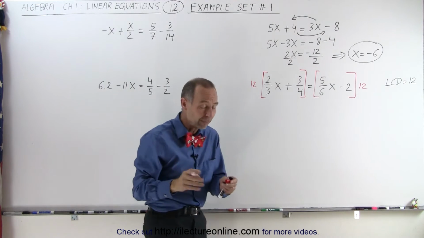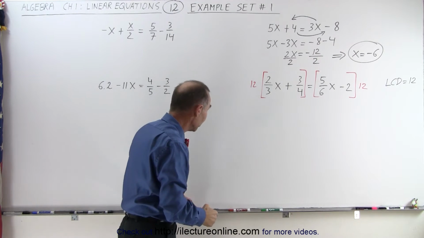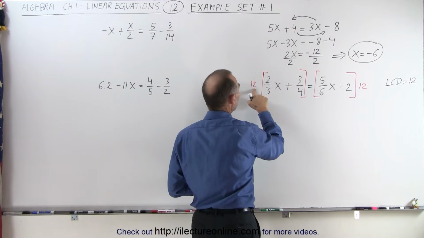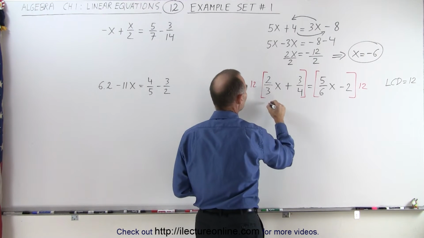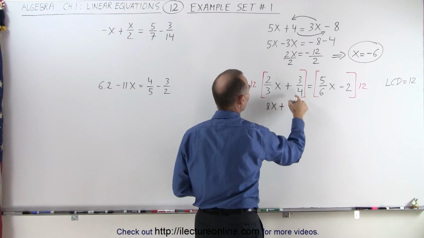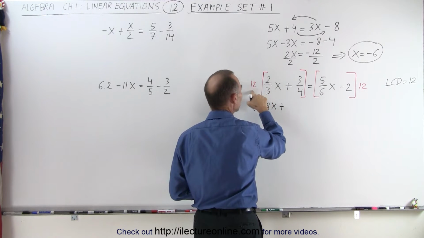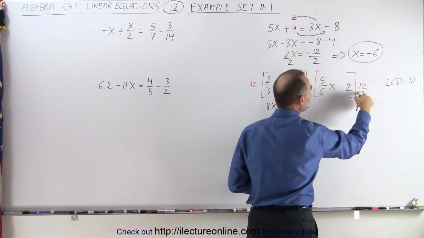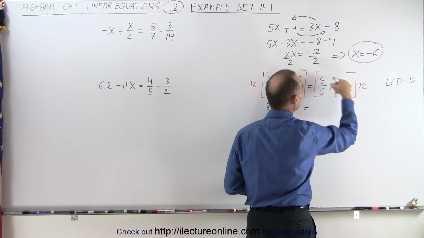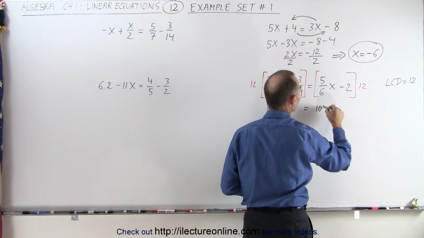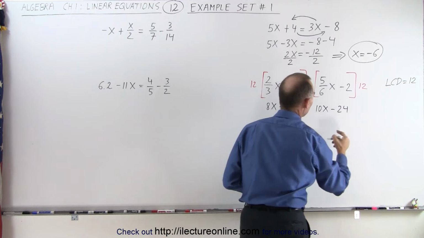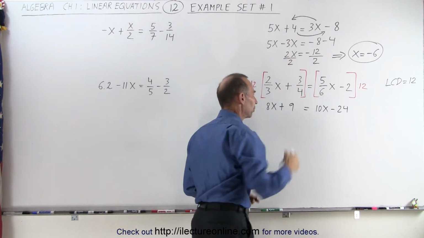Again, we need to do the same thing to both sides, otherwise the equation is no longer the same. 3 goes into 12 4 times. 4 times 2 is 8. That gives us 8x. Plus 4 goes into 12 3 times, so 3 times 3 is 9. Equals 6 goes into 12 2 times, so 2 times 5 is 10. That gives us 10x. And here it's simply minus 2 times 12, or minus 24. Now it looks just like we did, like we see over there.